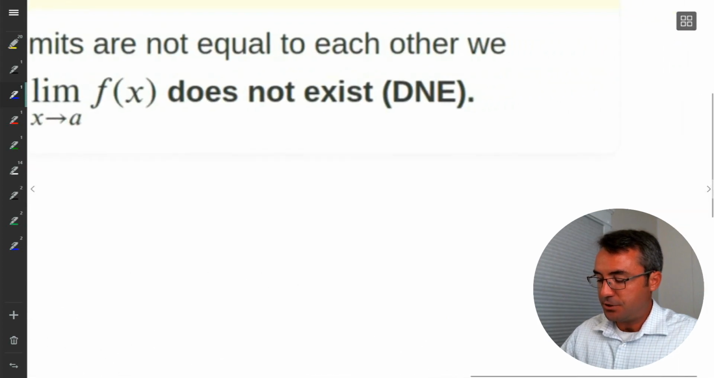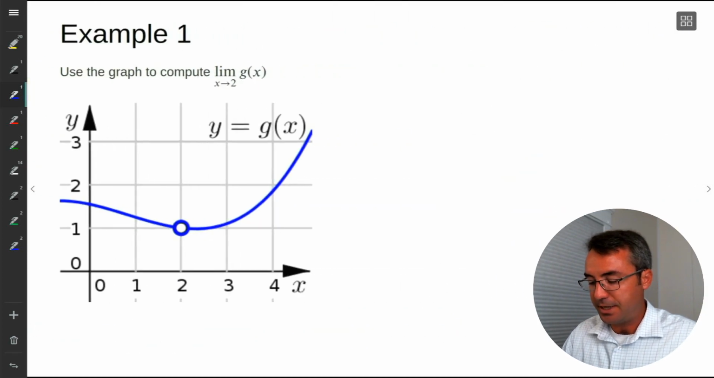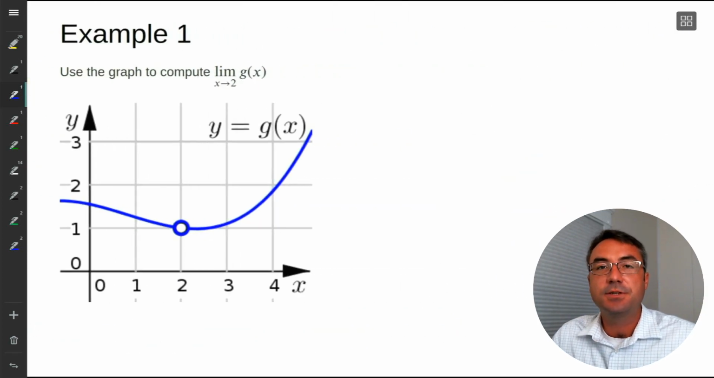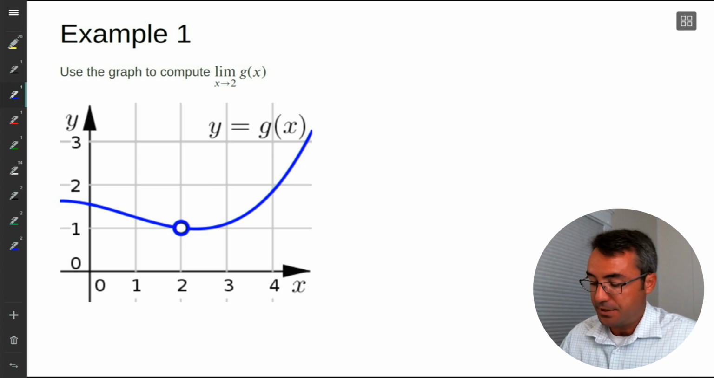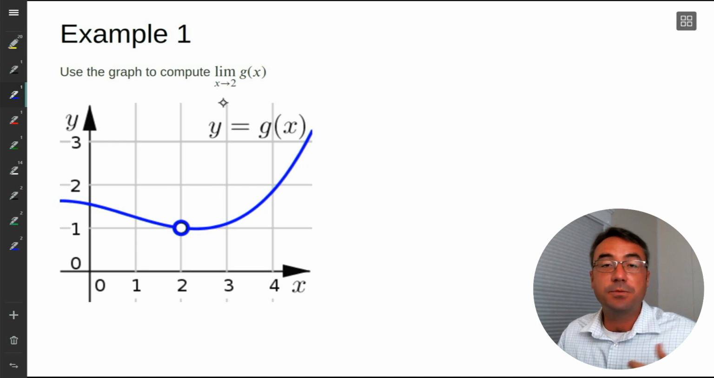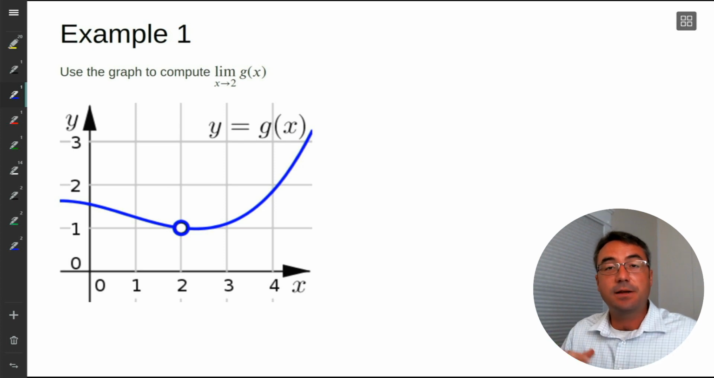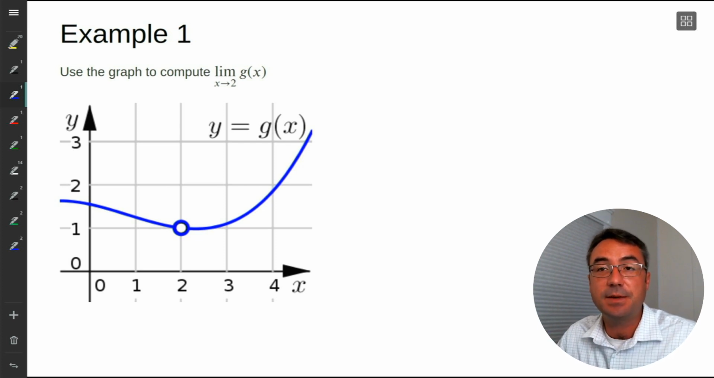All right, so let's try a few more examples here, just to get a little practice. So let's look at example 1. We're going to use this graph to compute the limit of the function g of x as x approaches 2. So this is the overall limit that we're interested in. And so how to actually calculate this is we're going to look at both the left and the right hand limits and see if they're getting closer to the same value.